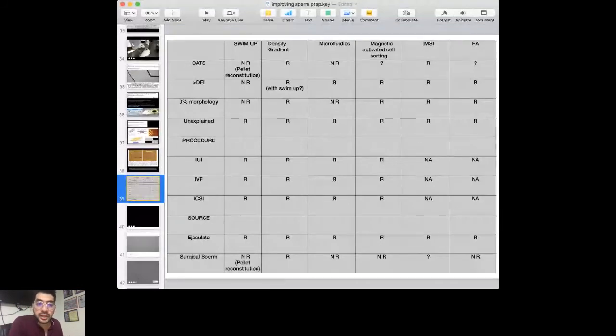So let's come to this flowchart. What I've done here is I've divided the thing into swim up, density, microfluidics, MACS, IMSI, and hyaluronan binding assay or PICSI, right? So we start with oligoasthenoteratozoospermia, which is something which is very commonly seen in most of the laboratories. So for OAT, swim up is generally not recommended. Density gradient is something which is recommended. Microfluidics, probably not recommended. MACS, again, is questionable because it does depend on the count.